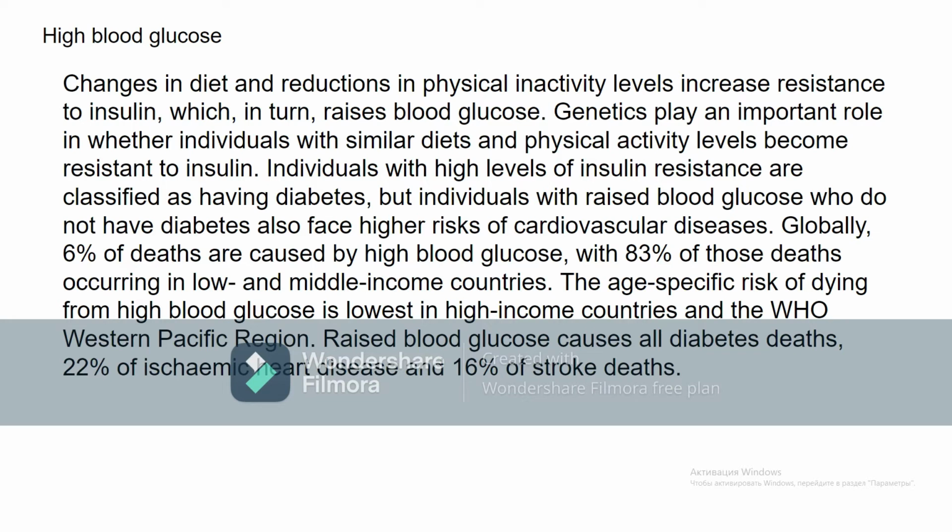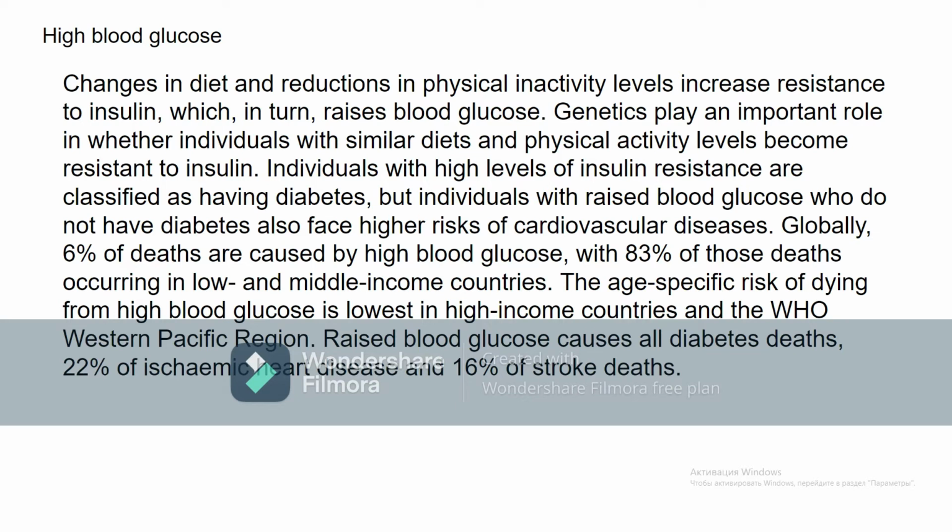Globally, 6% of deaths are caused by high blood glucose, with 83% of those deaths occurring in low and middle income countries. The age-specific risk of dying from high blood glucose is lowest in high income countries and the World Health Organization Western Pacific region. Raised blood glucose causes all diabetes deaths, 22% of ischemic heart disease, and 16% of stroke deaths.